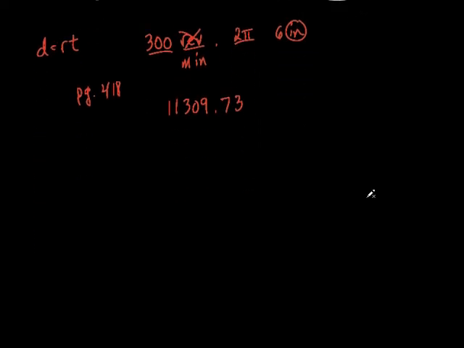All right, so that's what? That's how many inches that traveled in 300 revolutions. Does that make sense? But we want to figure out that's inches per what? Minute. Right? You see that? Because that's per minute. So what I want to do is I want to change it to feet per second.